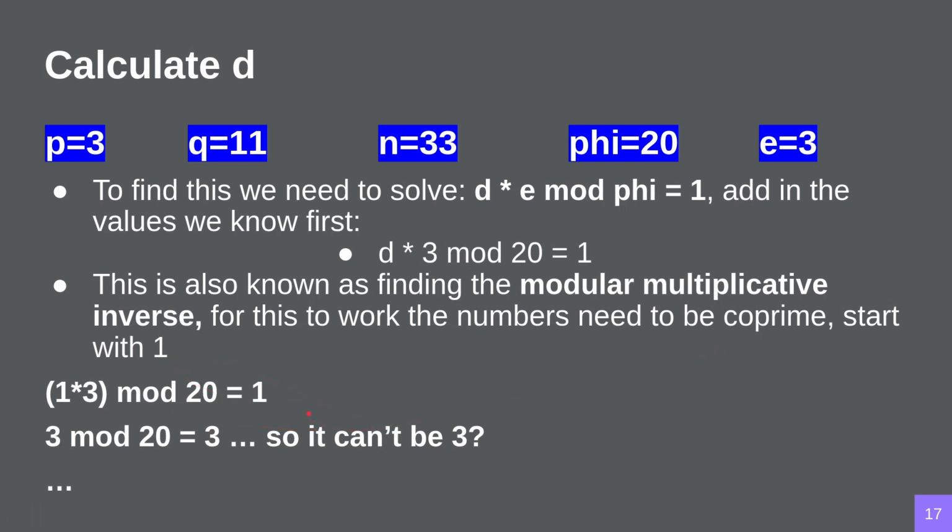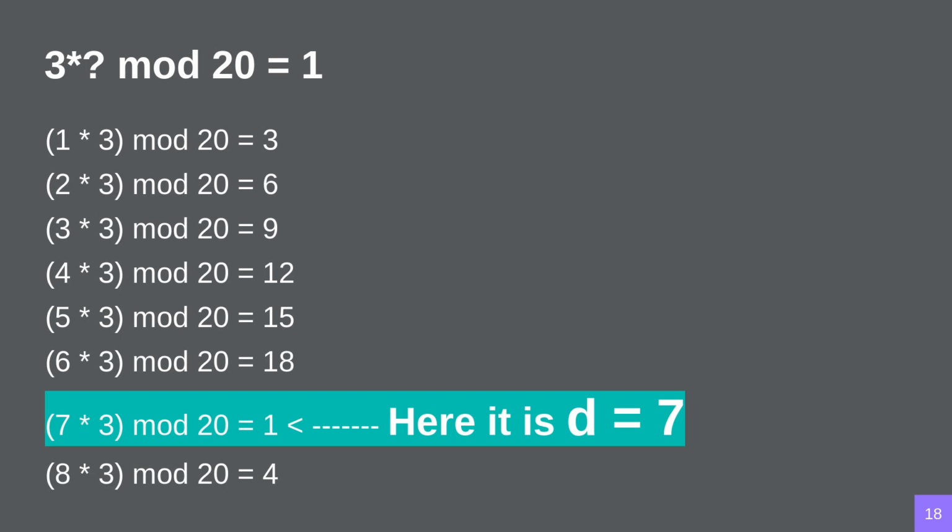And I've worked through the examples one at a time, and I'm going to show you on the next slide. This is known as the modular multiplicative inverse, and in order for this to happen, the numbers need to be co-prime. So here we go, here's me working them out one at a time. 1 times 3 mod 20 is 3. Then we've got 2 times 3, which is 6 mod 20. Then 3, 4, 5, 6, all the way until we get to 7.